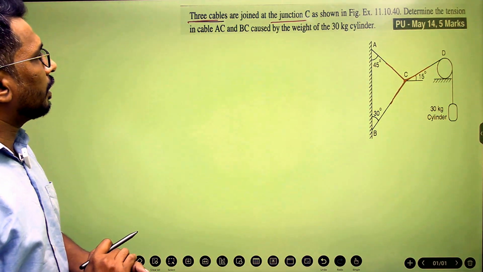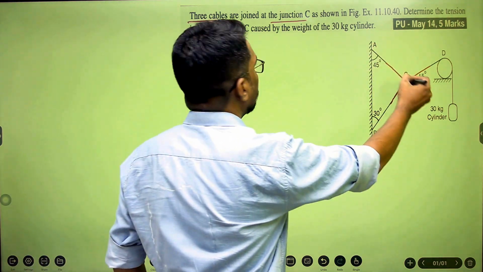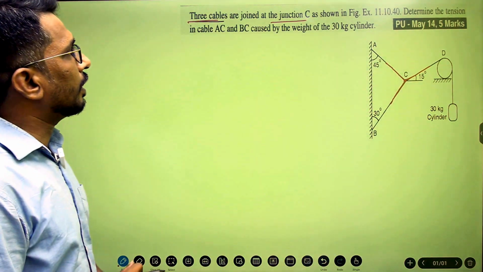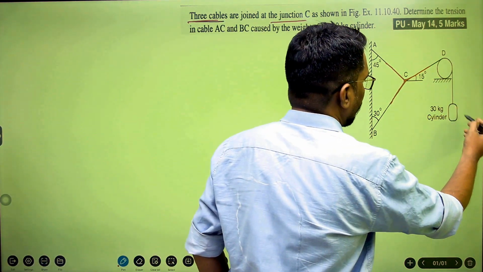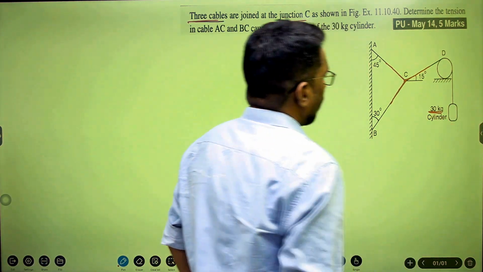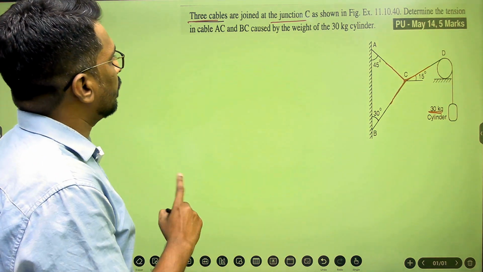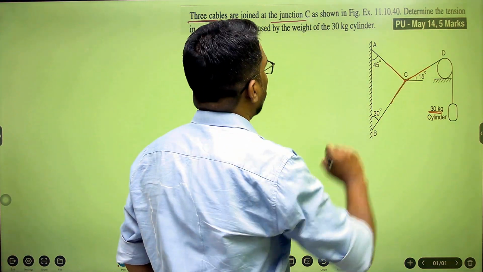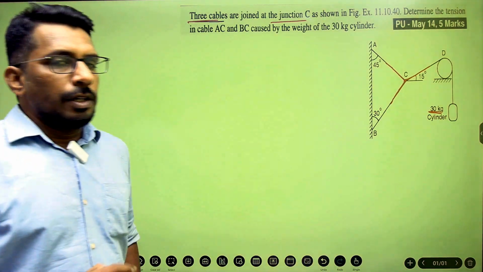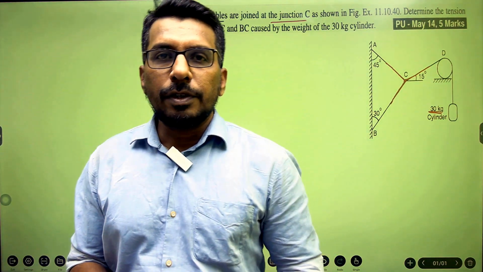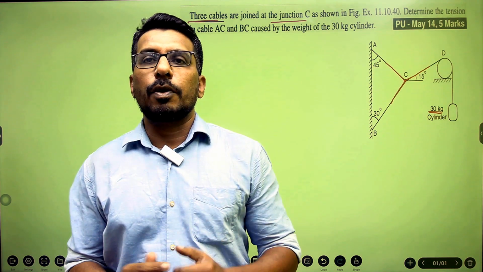Determine the tension in cable AC and BC caused by the weight of the 30 kg cylinder. So here the weight is given to you and this is of 30 kg. Then they ask for the tension in the cables AC and AB caused by the weight of the 30 kg cylinder. So in order to solve the problem, the first step is to draw a free body diagram.